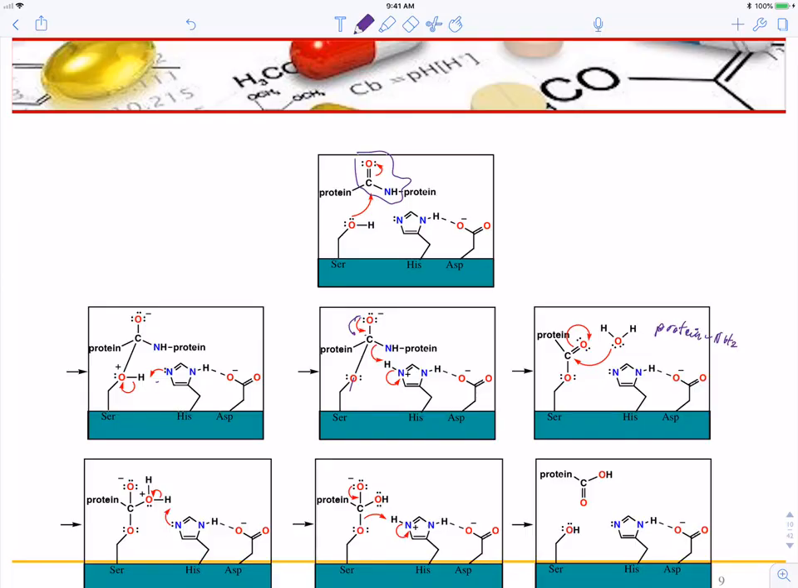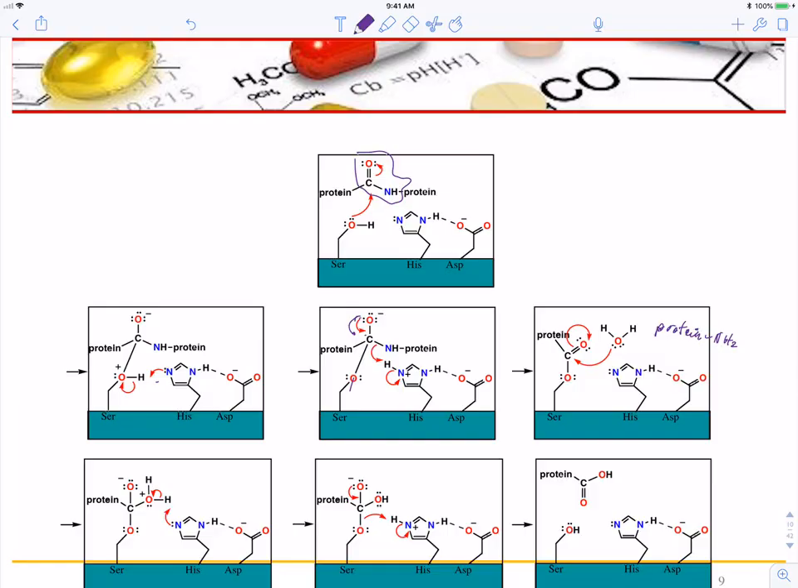We are now left with a covalent adduct to the enzyme where the other half of the protein is still linked through an ester linkage to the serine. And now that ester gets resolved by using a water molecule which attacks the carbonyl, and so we have once again formation of a protonated tetrahedral intermediate. The intermediate now gets deprotonated by the histidine in the catalytic triad.